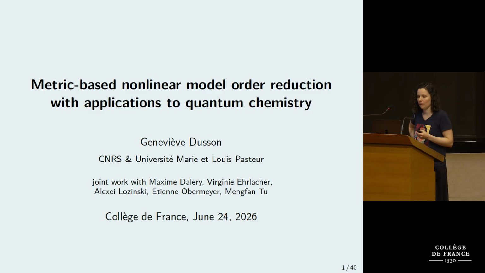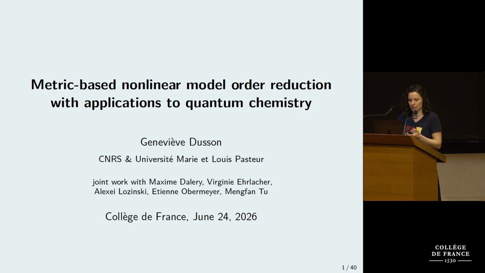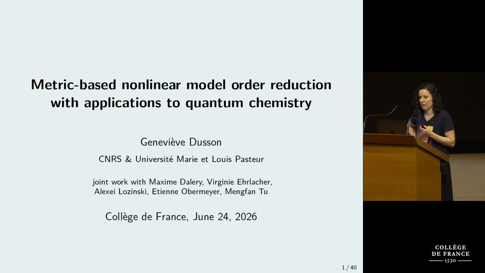So in this presentation, I would like to talk about my attempts at developing nonlinear reduced order models, which are metric-based. The main idea will be that we go from the linear world to the nonlinear world by going from vector spaces to metric spaces, and we replace linear combinations by barycenters. And I will show how this applies to quantum chemistry and in particular electronic structure calculations.